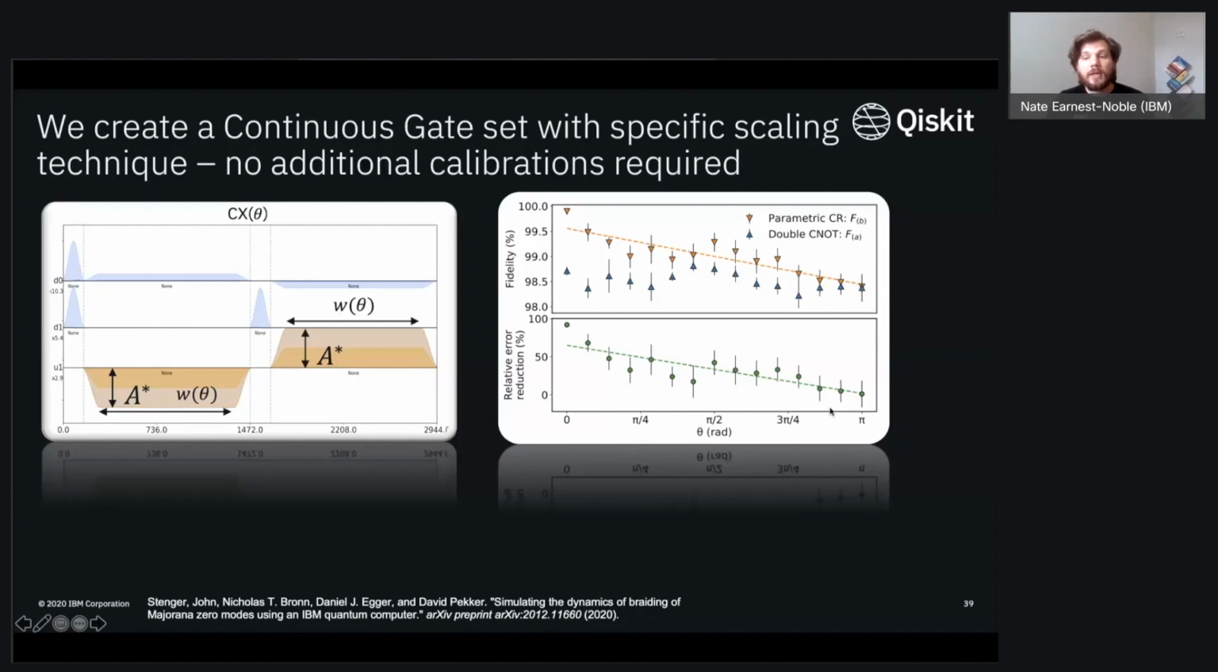Now, what I point out here is that the double C naught implementation has that virtual Z gate and two C naughts. So its error should actually be independent of the angle, which is basically what you see here, that the error ends up being, up to fluctuations, independent of any angle that you're trying to implement. Whereas with the parametric version, or this continuous gate set version, what you're seeing here is that as you begin to go to smaller angles, you are going to have shorter widths. And then from that, the duration of this pulse will be shorter. And in this way, you actually end up improving the fidelity.